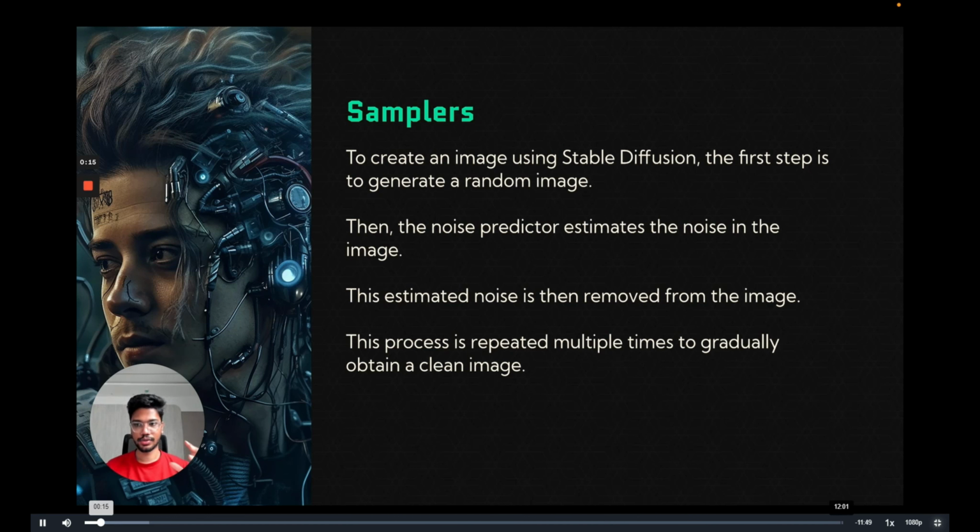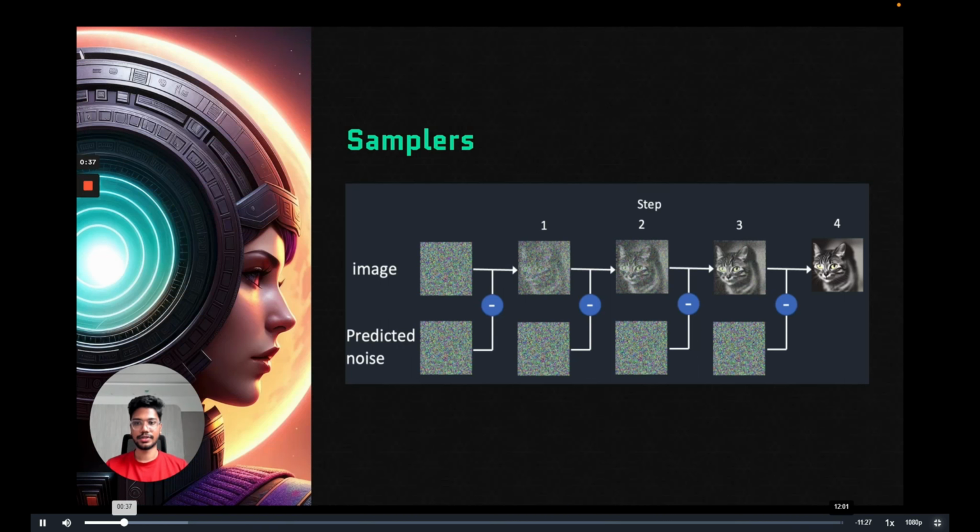Okay, so samplers. To create an image using Stable Diffusion, the first step is to generate a random image. Then the noise predictor estimates the noise in the image. This estimated noise is then removed from the image. This whole process is repeated multiple times to gradually get a clean image, right? So this is how it works.